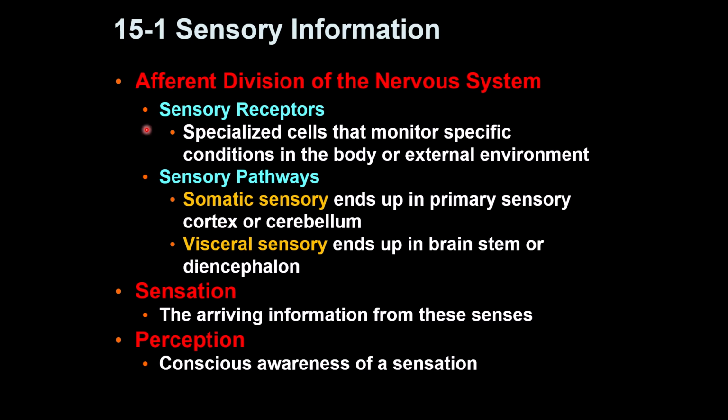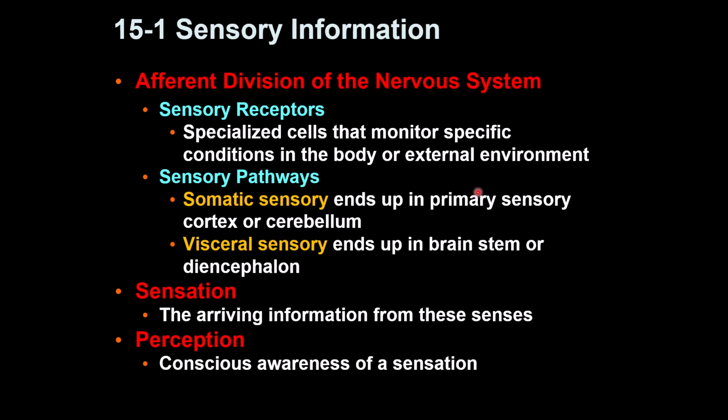Once the receptors receive information, these receptors are like receivers, and these are dendrites. It goes to the cell body and then through the axons to the central nervous system. Depending on the type of stimuli, you have two different pathways.